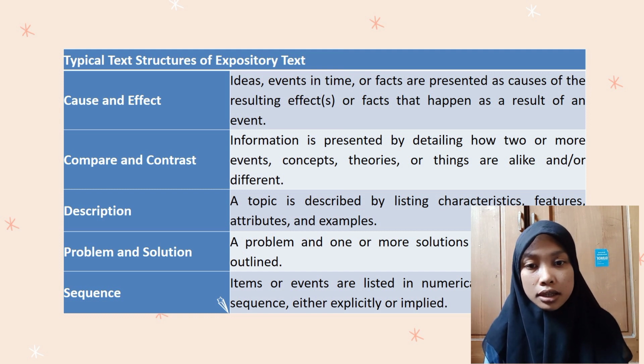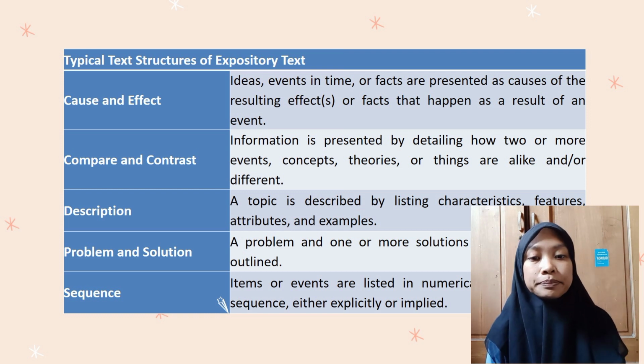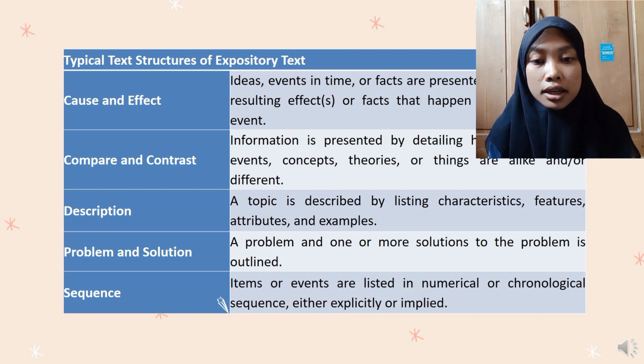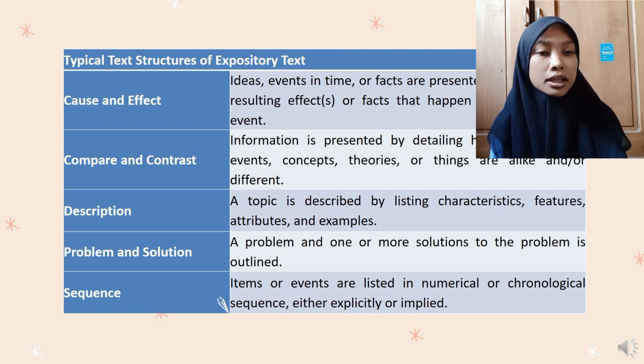The third is description. In description, a topic is described by listing characteristics, features, attributes, and examples. And then there is problem and solution. A problem and one or more solutions to the problem are outlined. And the last is sequence. Items or events are listed in numerical or chronological sequence, either explicitly or implied.